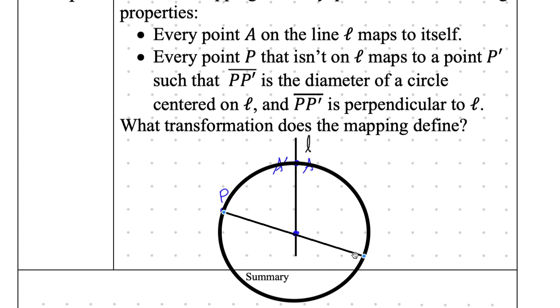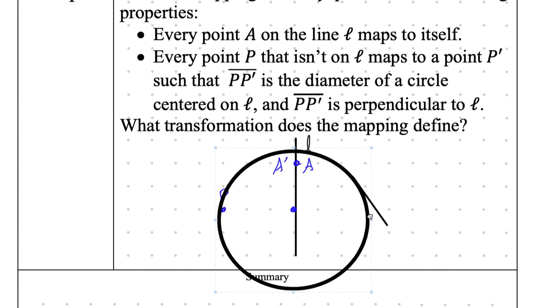And P prime is perpendicular. We have to make this perpendicular. The only way that we can do that is by making the center of the circle come higher up. So if I drag that point out of the way, drag this point right there, drag that line so it's still, okay, I have to move the circle too, don't I? There we go.